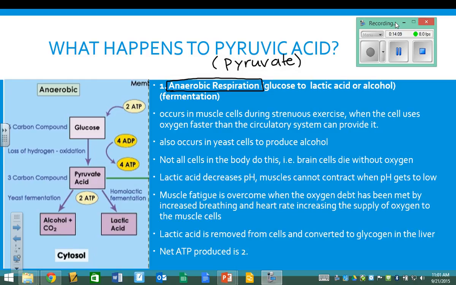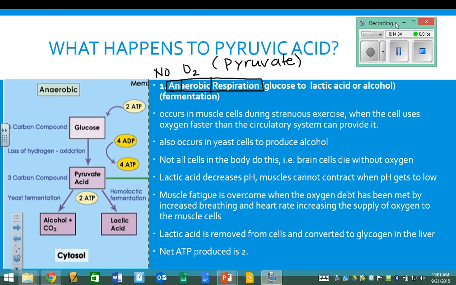When you have a or an at the beginning of a word in science, it means not or no. And aerobic means oxygen. So one of the choices is that pyruvate, that pyruvic acid, will be in an environment where there is no oxygen.